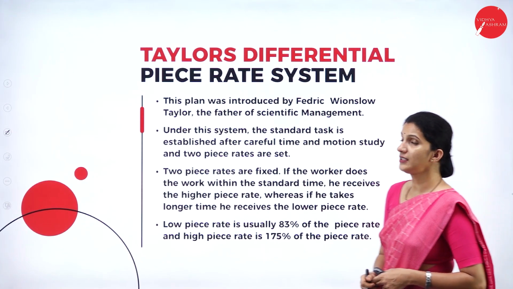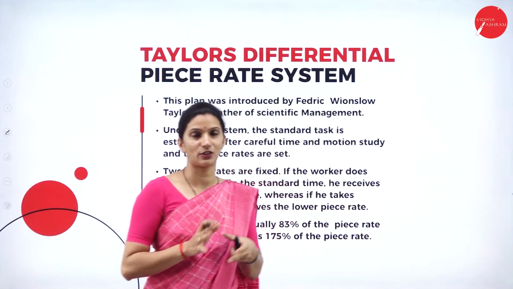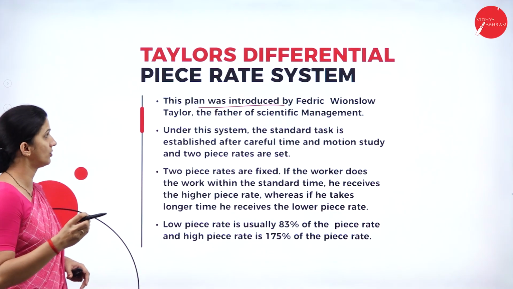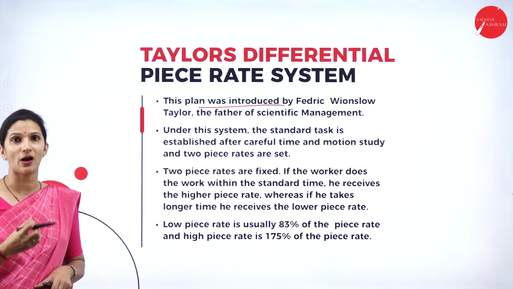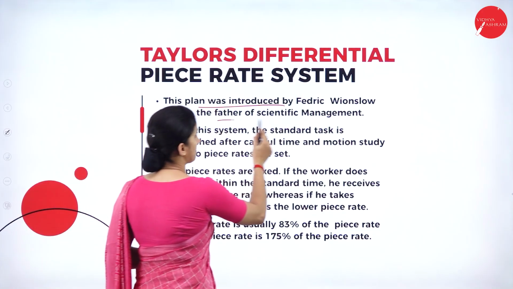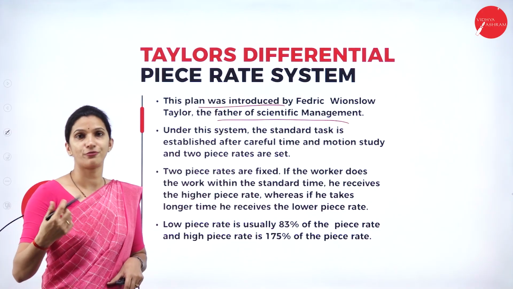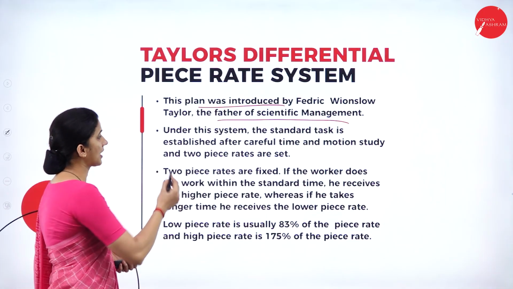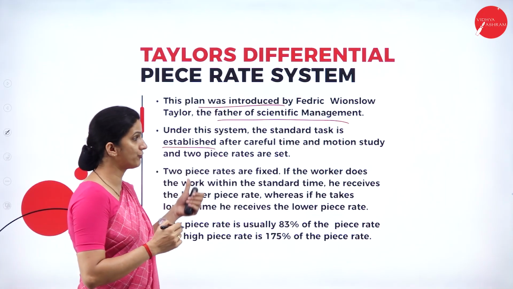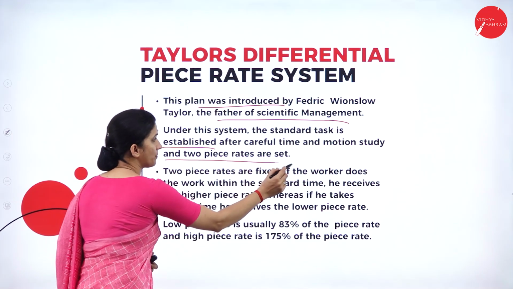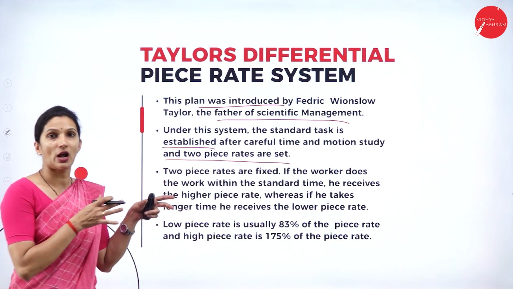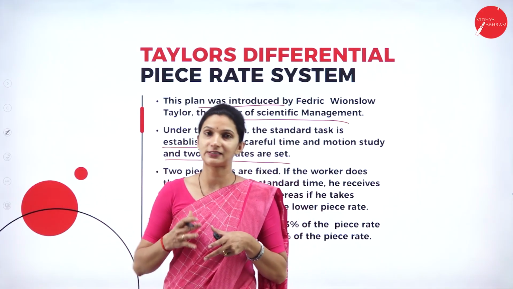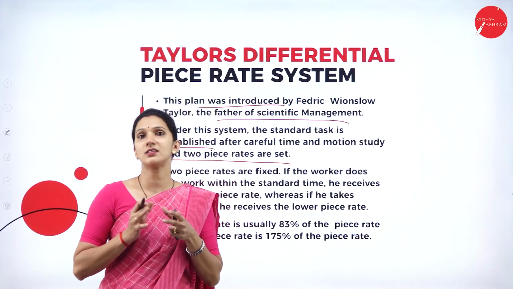So first we'll see what is Taylor's differential piece rate system. This plan was introduced by Frederick Winslow Taylor, who is also called the father of scientific management. This plan was framed by F.W. Taylor. Under this system, the standard task is established after careful study and motion study, and two piece rates are set. Under F.W. Taylor, after the careful and scientific study, the two standards are set.